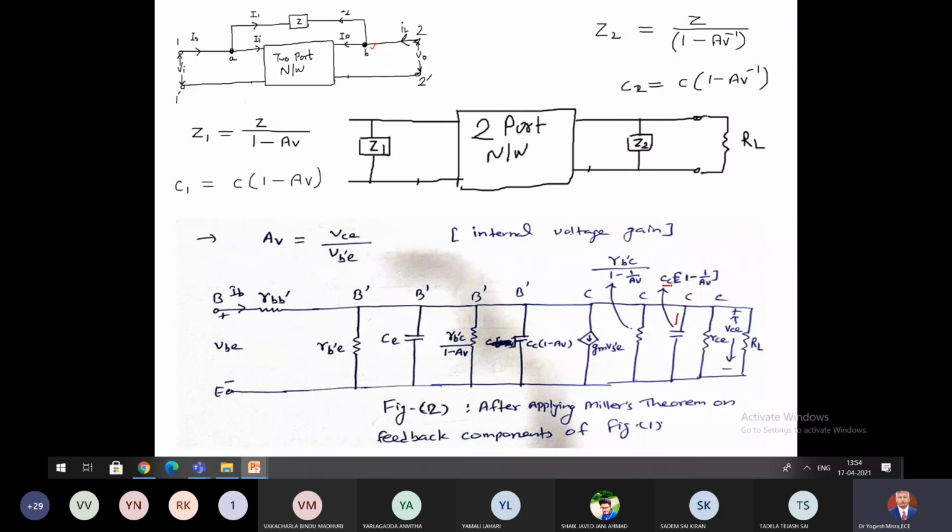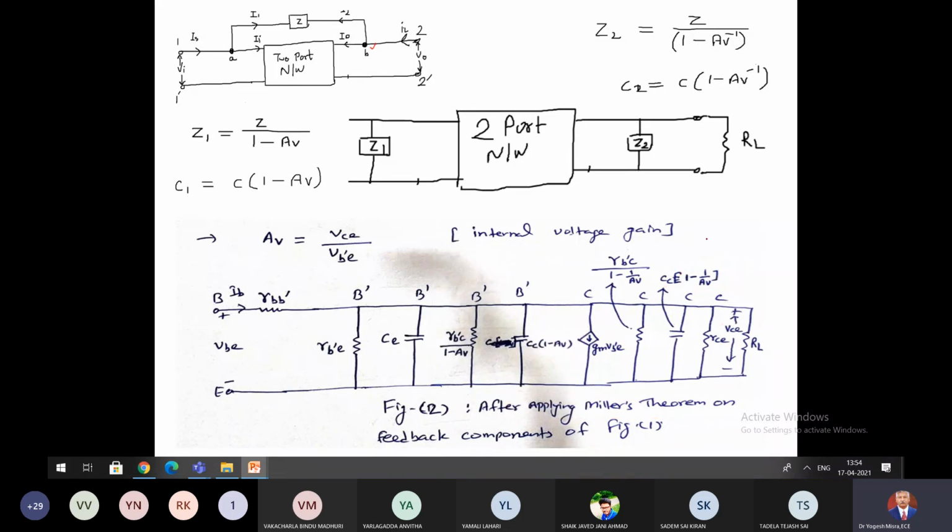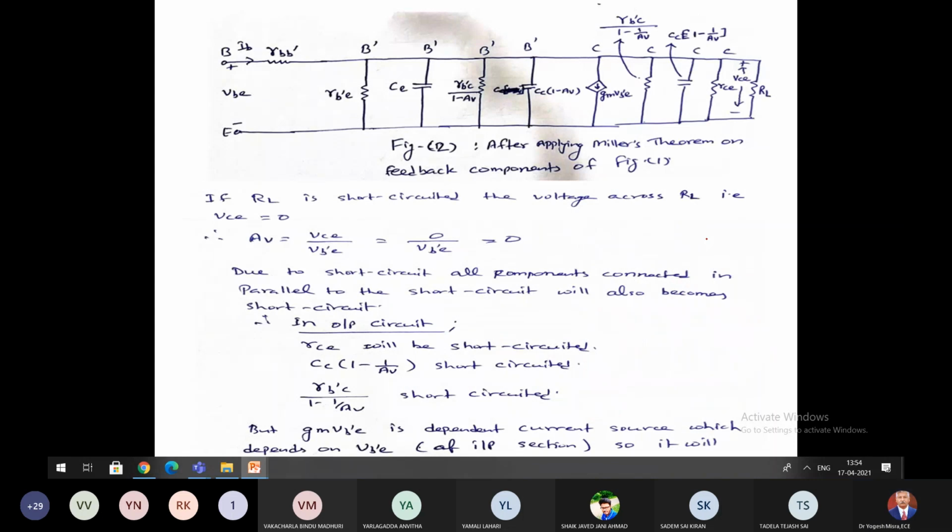And its value is CC times 1 minus AB inverse, right? And the remaining things are the same, RCE and RL. They were already there. So this figure is after Miller theorem on the feedback component. Okay, so the same figure I have repeated here.